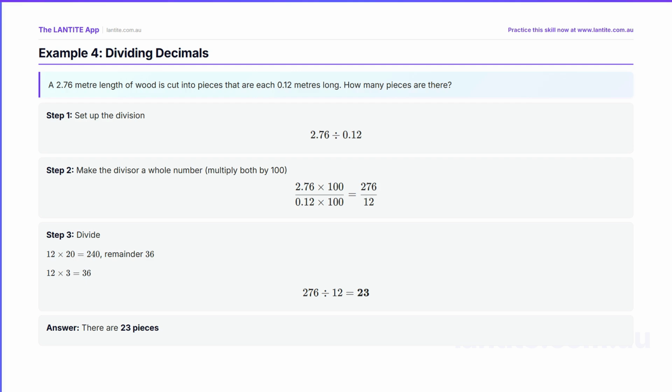12 times 20 is 240, with a remainder of 36. 12 times 3 is 36. So, 276 divided by 12 is 23. There are 23 pieces of wood.